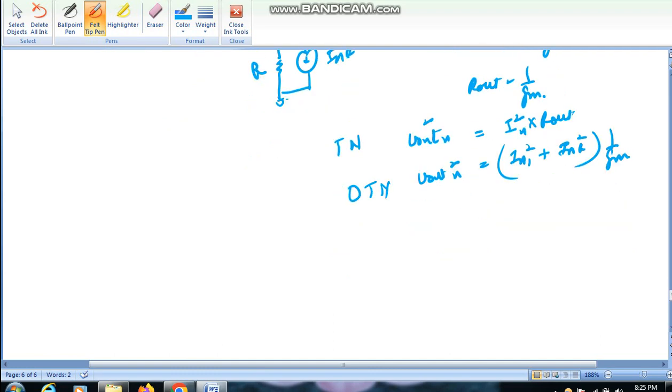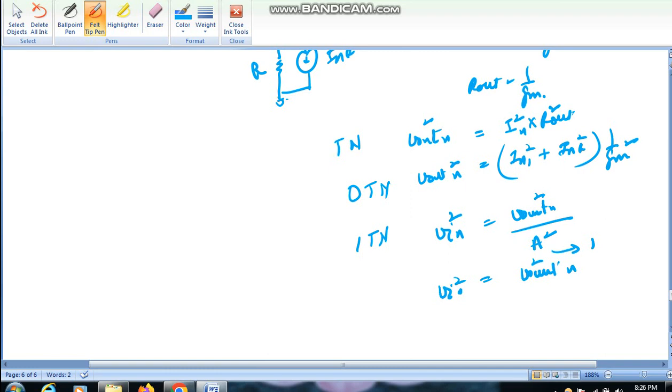Now input referred thermal noise, Vin square, is given by Vout n square divided by gain square of amplifier. We know common drain gain equals to 1, so Vin square equals to Vout n square. Okay, so this is input referred thermal noise.